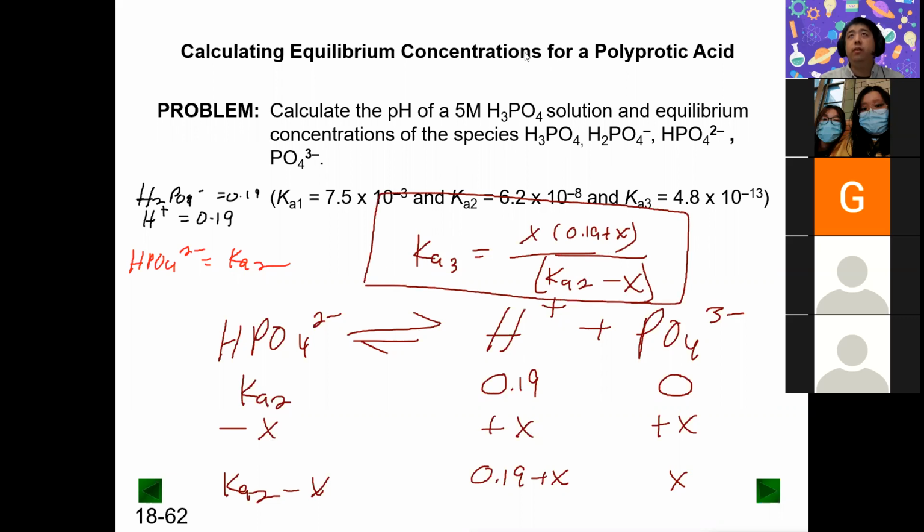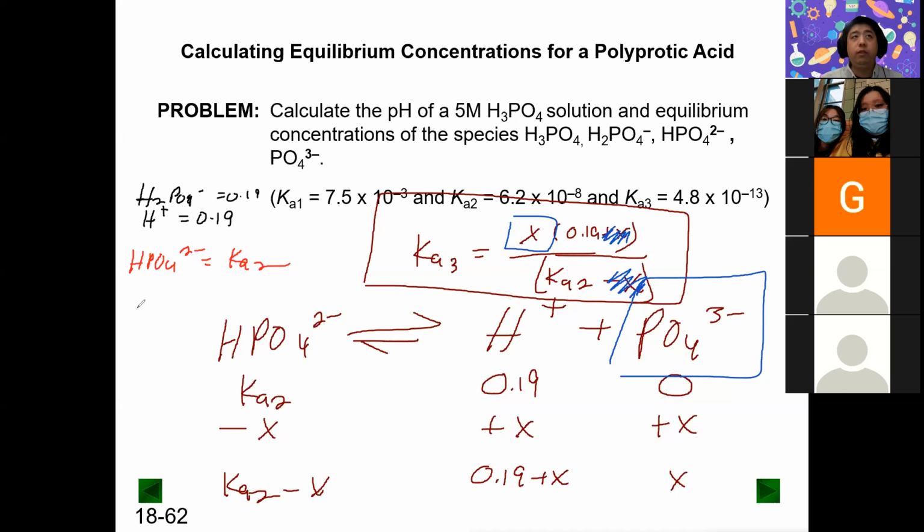What can I cross out here? You can just cross out the plus x and minus x, okay? Because we again assume that it's insignificant. Now remember, I mentioned that we can't just cross out the entire thing because this 0.19 is now different from this value right here. Okay, so now I know this value, I know this value, I don't know this one. This is my only one I'm missing. I can algebraically solve for this. So move everything away from it, solve for x. That is how you get the concentration of this one right here.